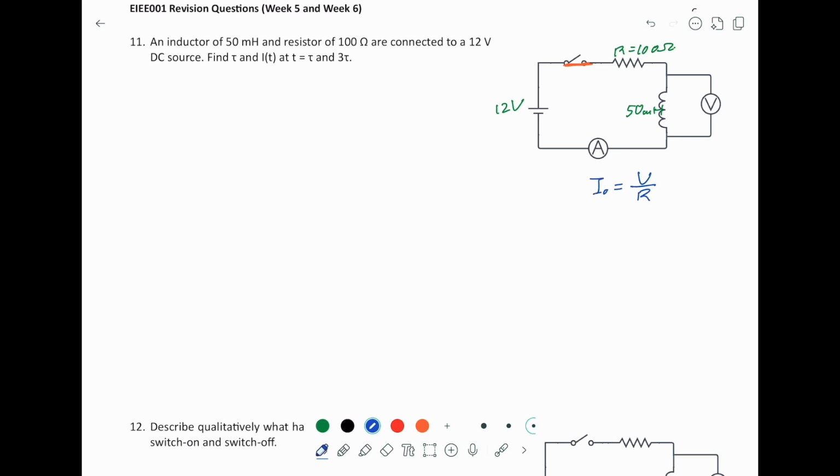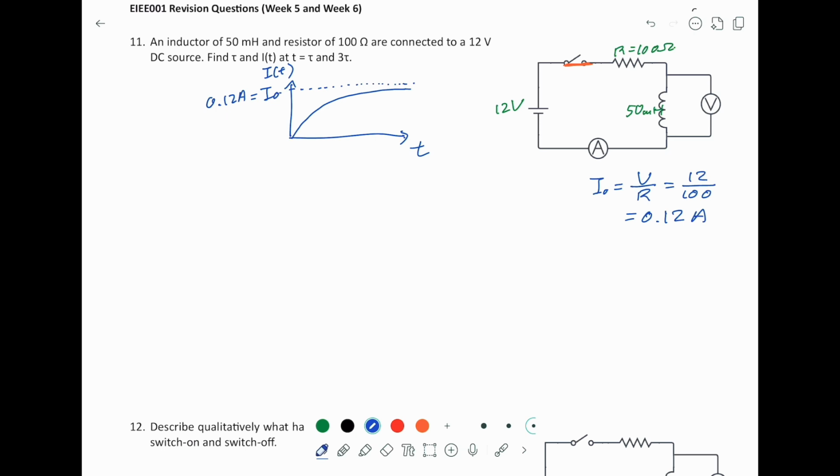It will rise. So if the current is a function of t, it will rise like this, very similar to the charging of a capacitor, but that was the voltage, and this is the current, and this is I naught. I naught is equal to 12 over 100, which is 0.12 amp. So this is 0.12 ampere.